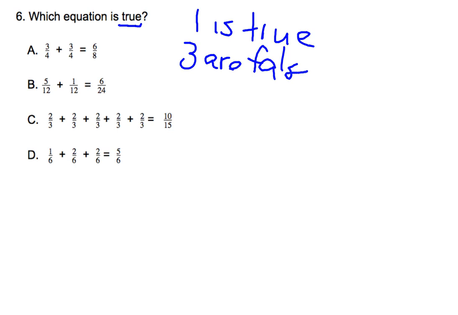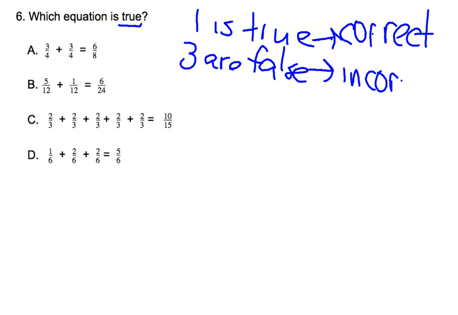Number 7, which equation is true? So that means one is true and three are false, right? False meaning, okay, true means correct. False obviously means incorrect. So we have to make sure that we're choosing the one that is true, okay? So as we go along, a good thing to say is determine if each equation is either true or false.